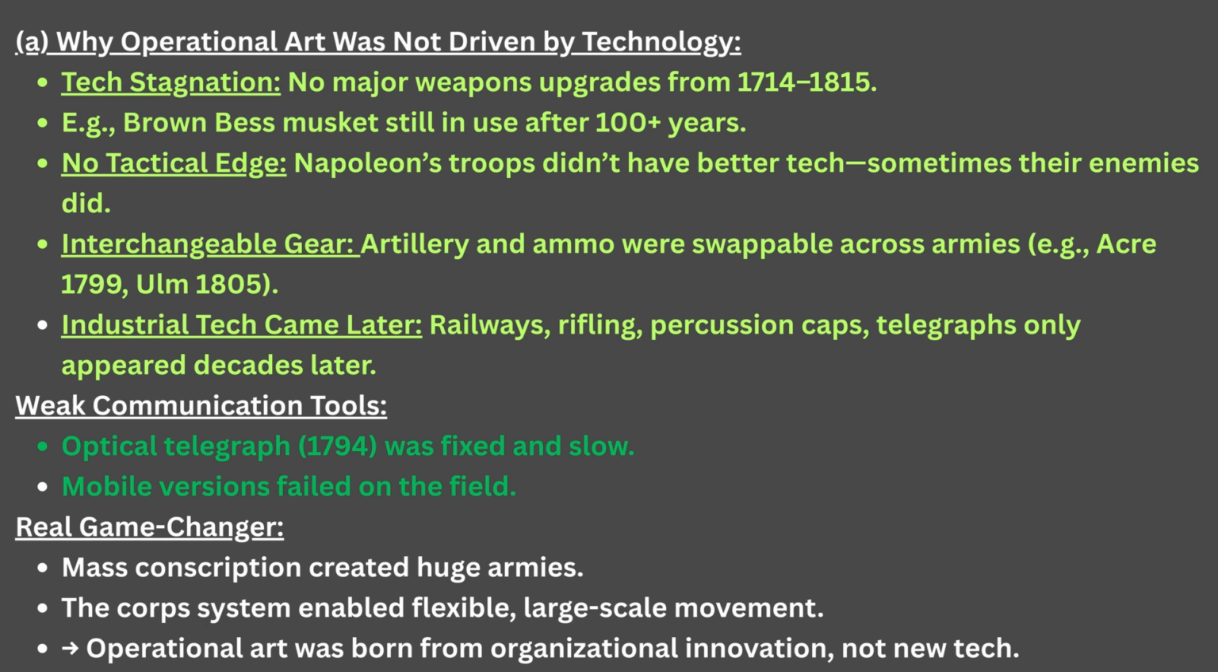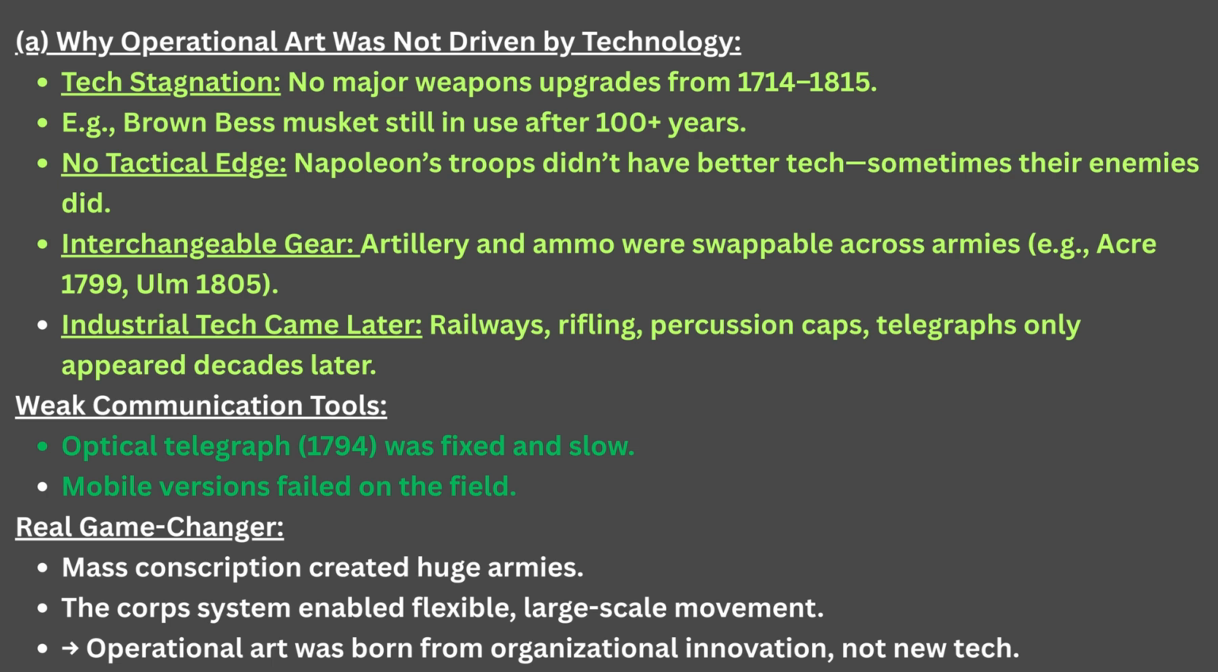From 1714 to 1815, technology was basically stuck. There were no major upgrades in weapons. The Brown Bess musket, for example, still being used 100 plus years later. Artillery and ammunition, interchangeable across armies. In battles like Acre, 1799, and Ulm, 1805, Napoleon's troops often used enemy gear. No tactical edge came from tech. In fact, Napoleon's armies didn't have better equipment than their enemies. And sometimes they had worse.